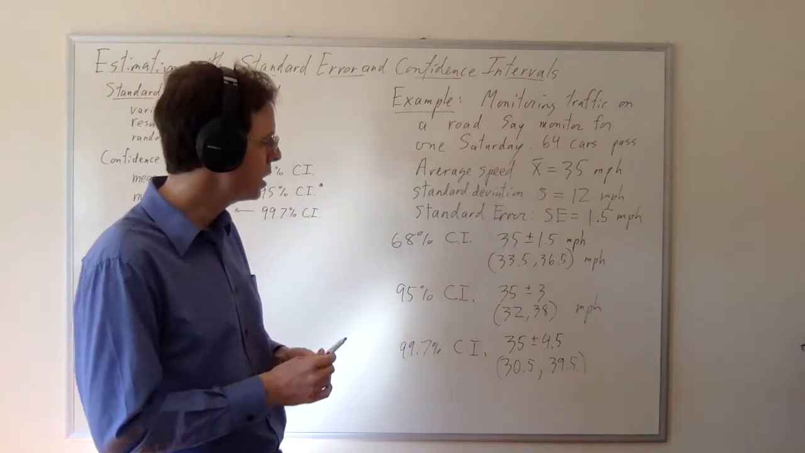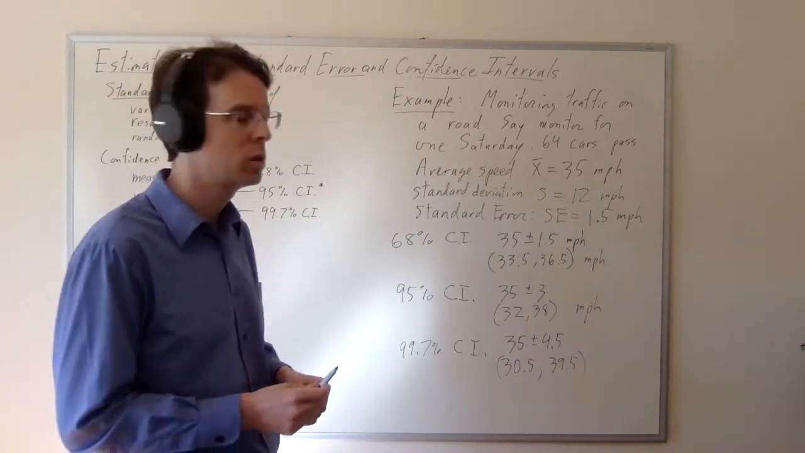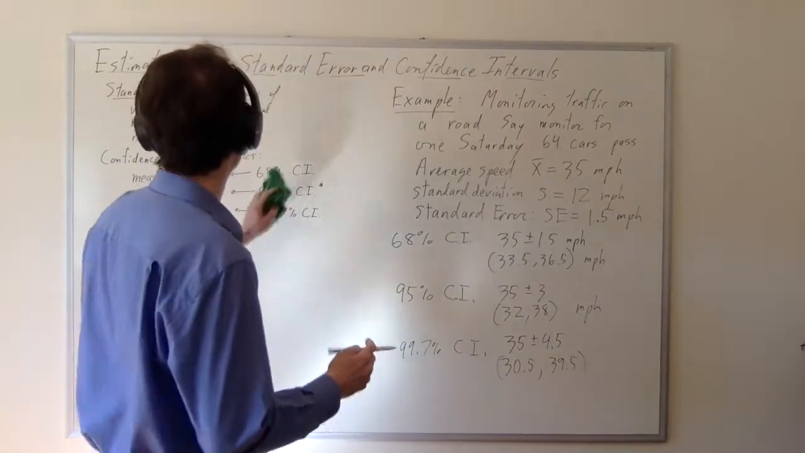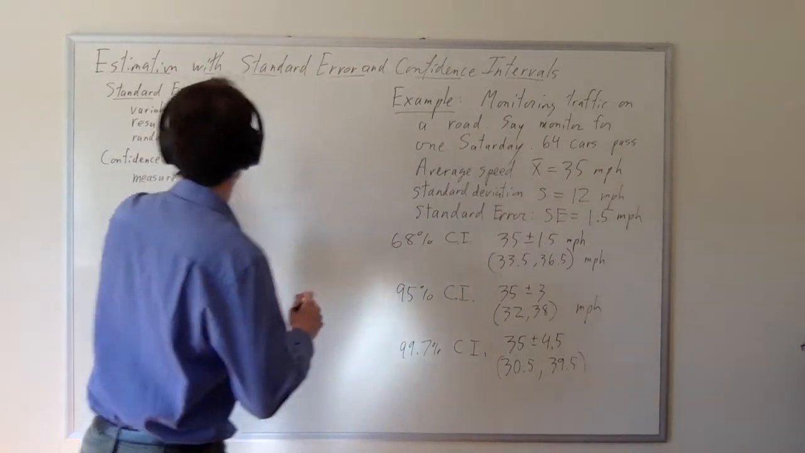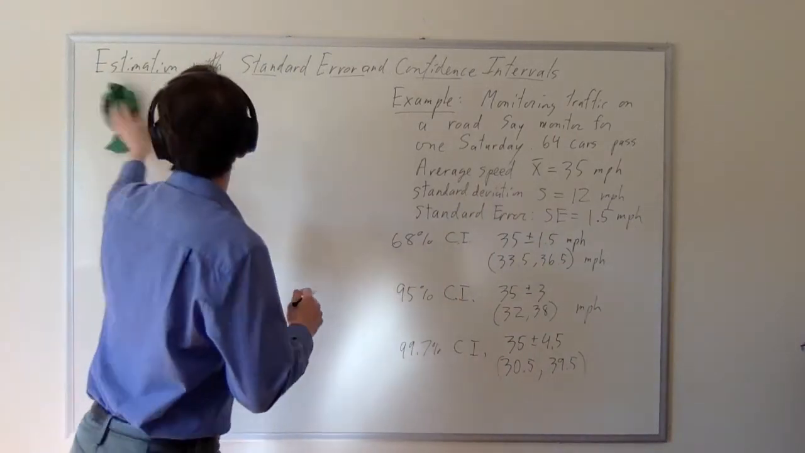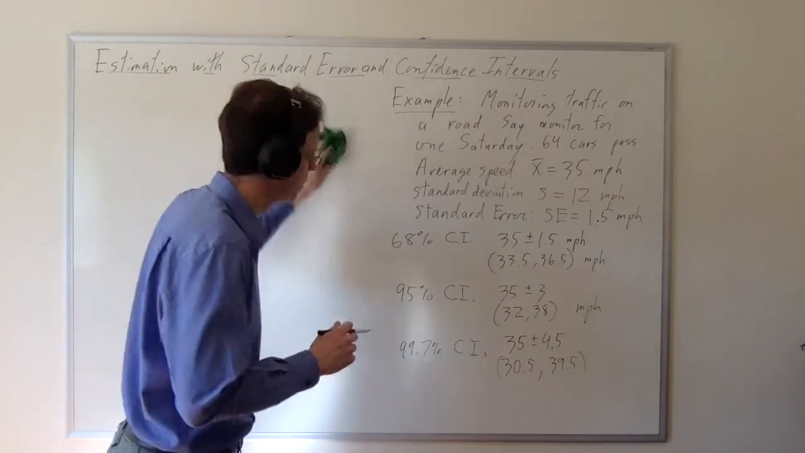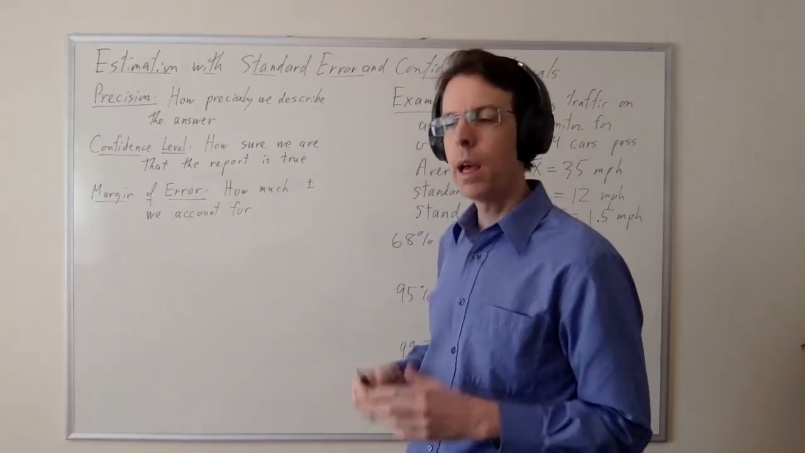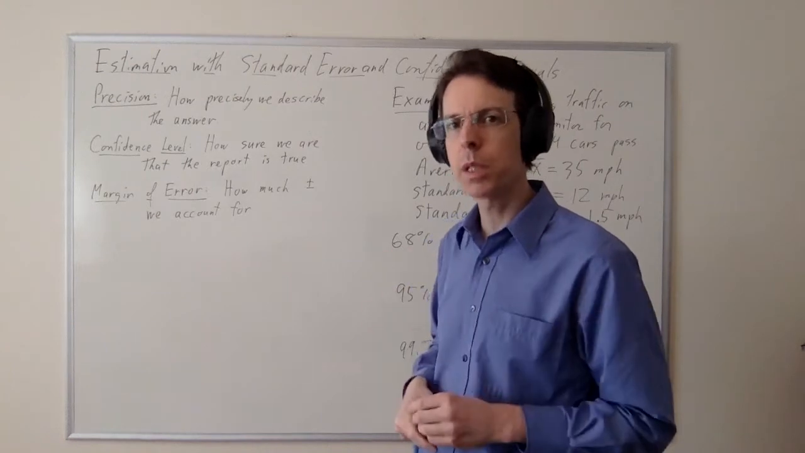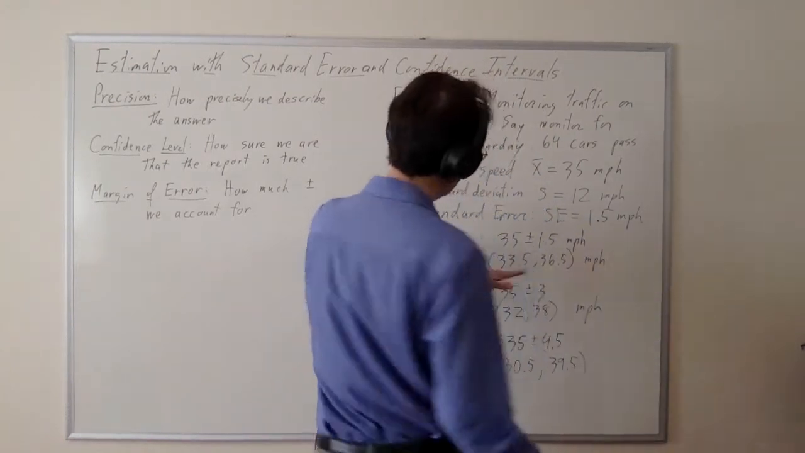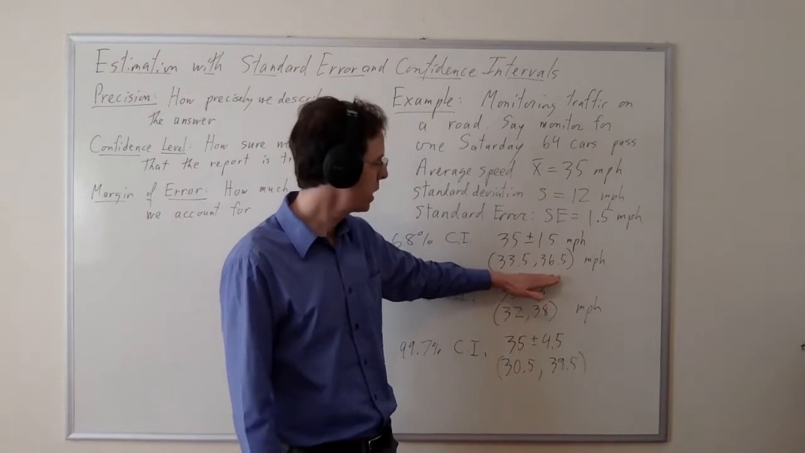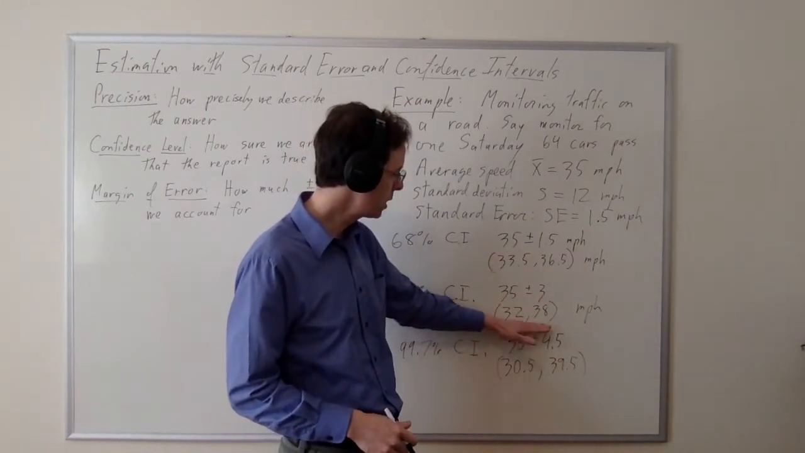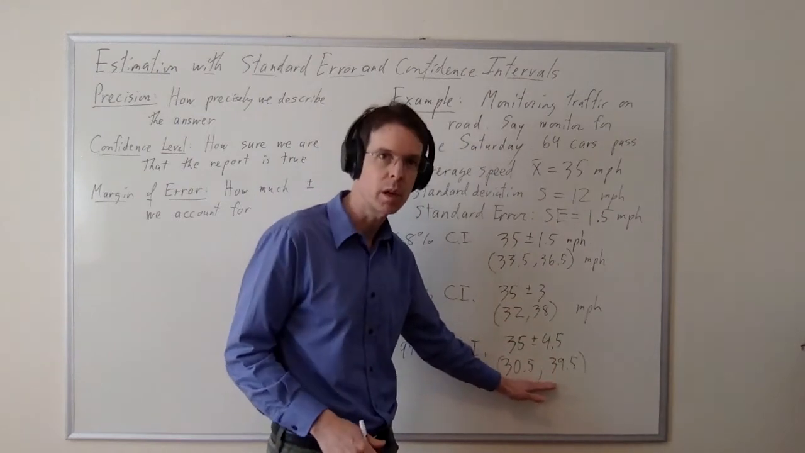So let's introduce some vocabulary words for talking about what we're doing here, and then talk about how they relate to each other. The words that we want to deal with are precision, confidence level, and margin of error. Precision of our result tells how tightly or how precisely we're describing the outcome. You can see that this confidence interval is actually more precise. We describe very tightly this outcome. This one is less precise, and this one is even less precise.